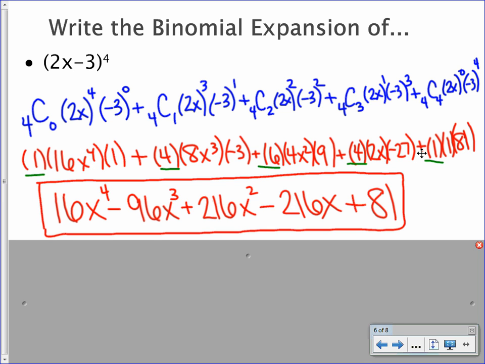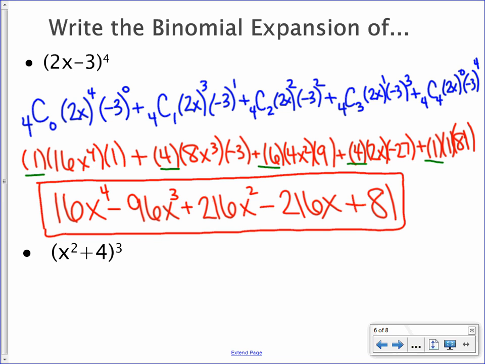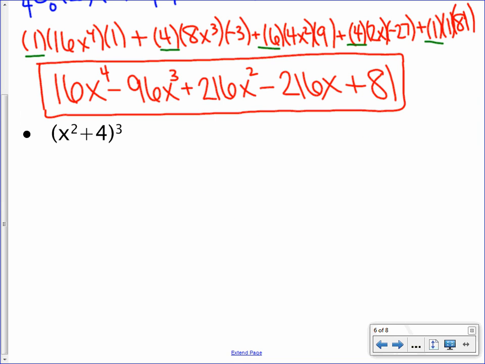How much did we really have to think? We had to set up each term, and then it was plugging into our calculator, right? You guys are good at this one. Okay, let's look at another one. x squared plus 4, the quantity cubed. Now this one wouldn't be terrible to multiply out by hand, but let's just look at what the binomial theorem does for us here.